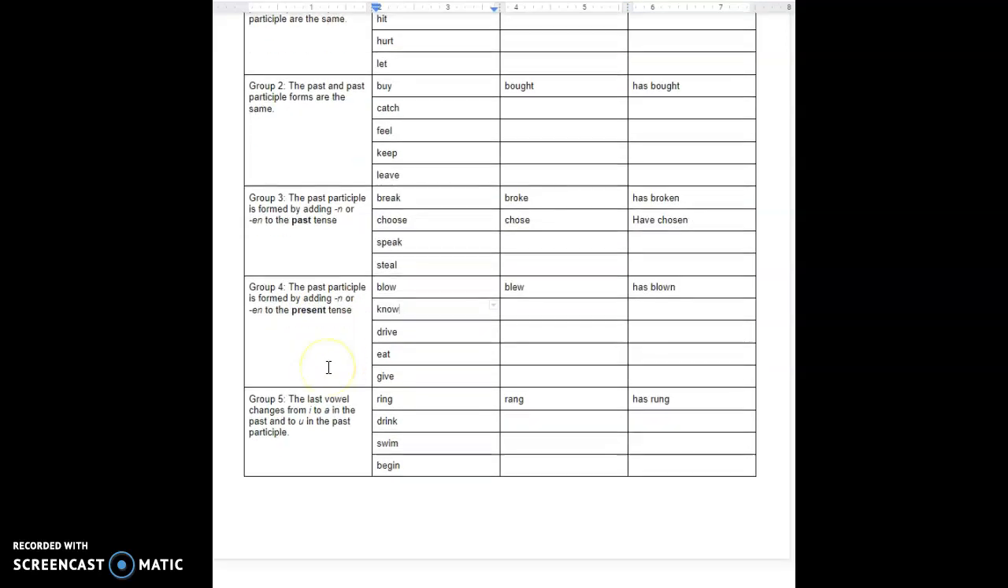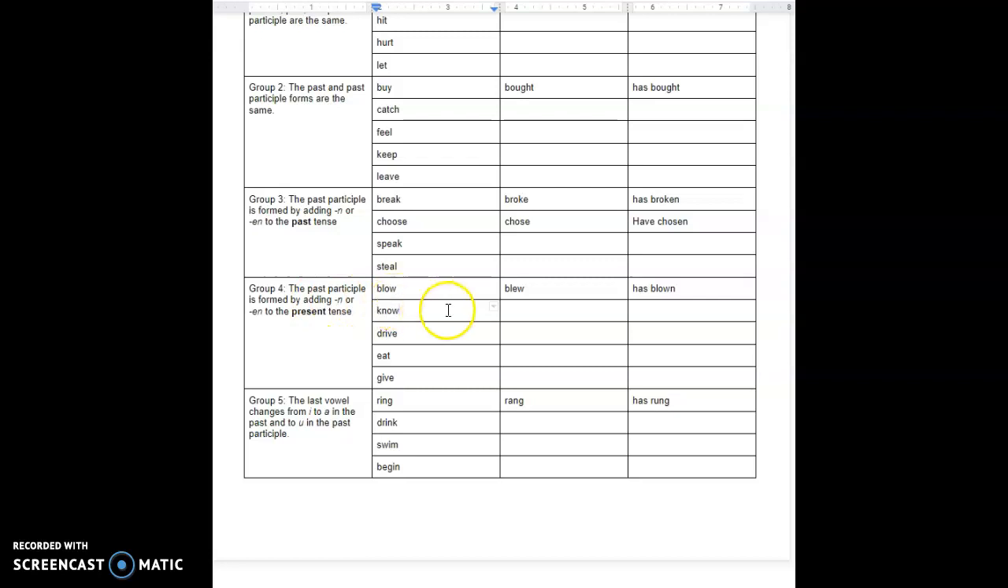For group 4, the past participle is formed by adding n or en to the present tense. So when you get to the past participle, you don't look at the past, you look back at the present. To change that one, I'm going to blow out the candles. He blew out his birthday candles. She has already blown out her birthday candles. Again, know, knew, and has known. So just look at the rule, look at the pattern, and follow the pattern with the 3 or 4 words below.